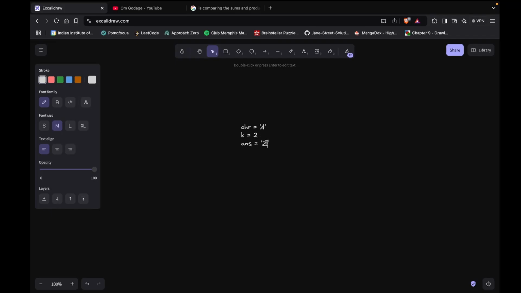Then for k equals 2 you will get y, for k equals 3 you will get x, for 4 you will get w, and 5 you will get v, and so on. So the first thing you should notice is that when k becomes 26, you will go back to a, and then 27 will go back to z, and so on.